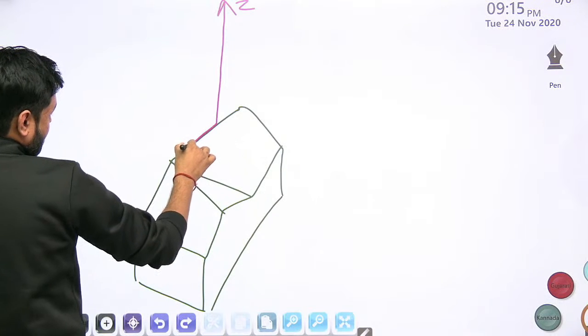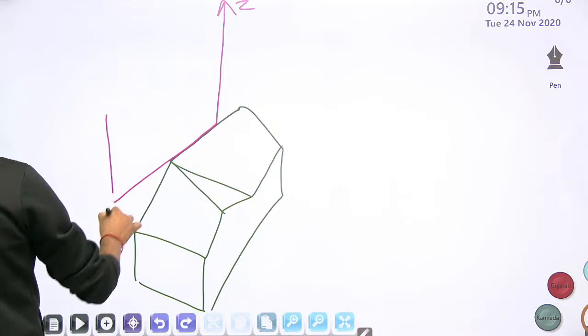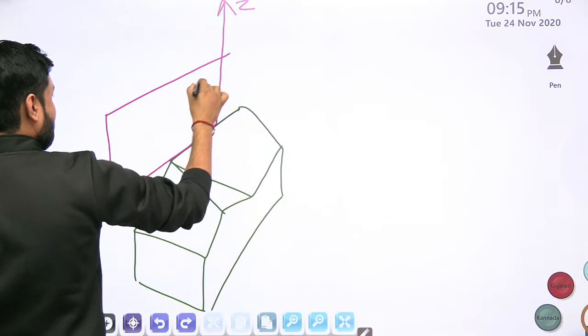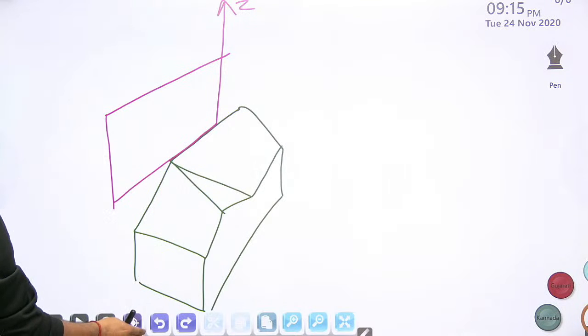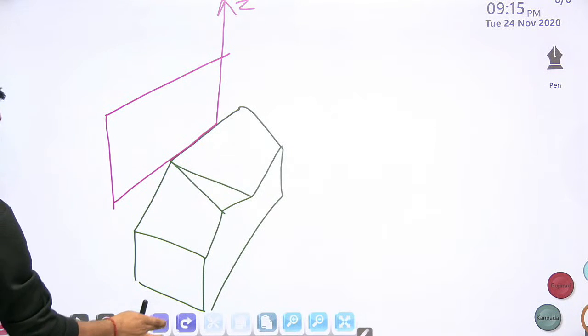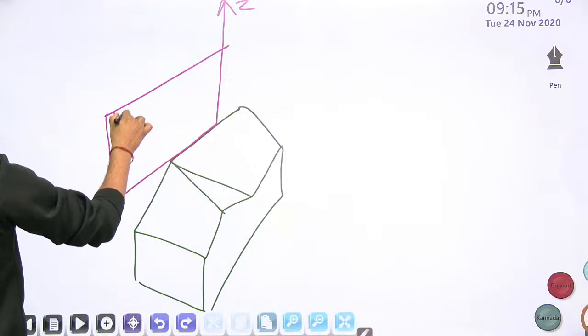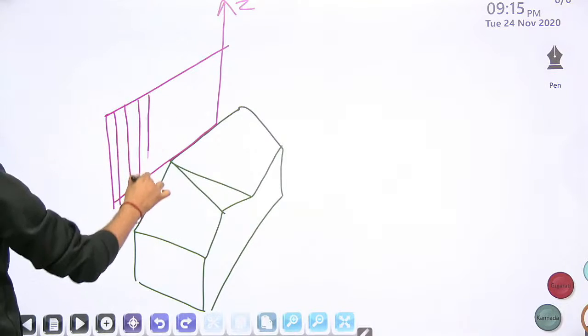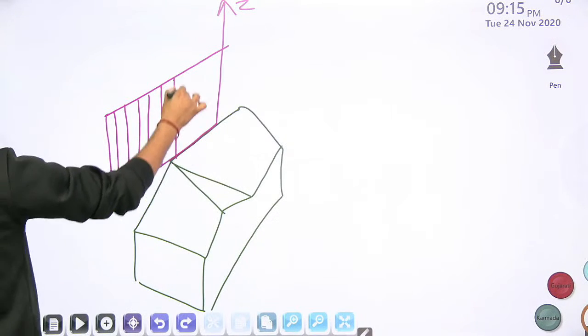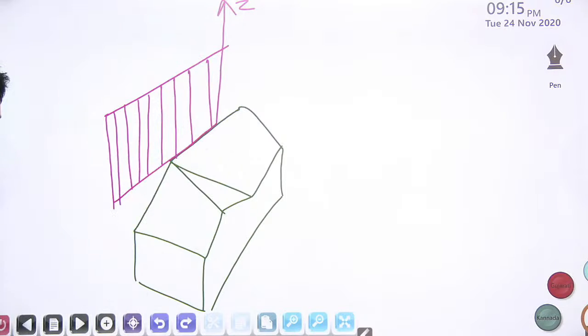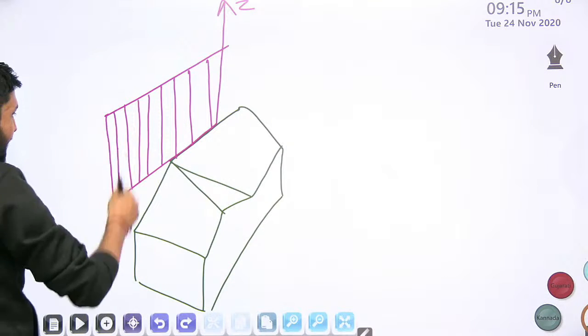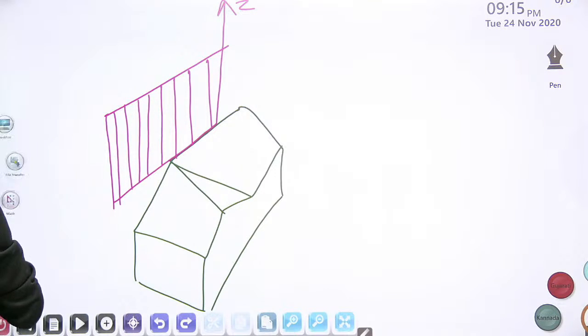Tell me, what plane is this? Tell me guys, what plane is this in the comment section? Chat sections should keep working. What plane is this, dear students? What plane is this? Tell me, dear. Cutting plane. Yes, awesome, Divakar Sharma. This is the cutting plane. And what plane is that?